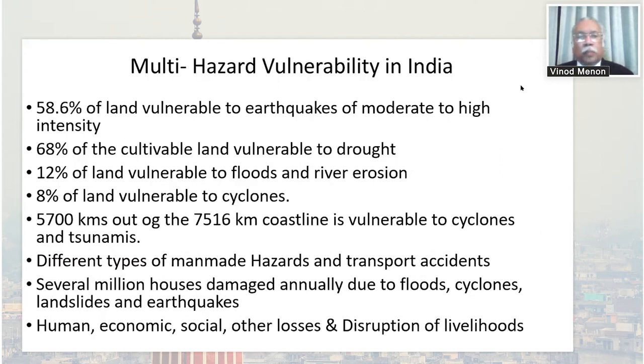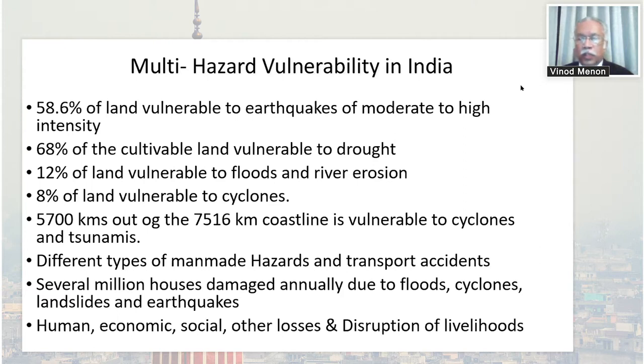And if you really look at the multi-hazard risk and vulnerability profile of India, 58.6% of the land is vulnerable to earthquakes of moderate to high intensity. 68% of the cultivable land is vulnerable to drought. 12% of the land is vulnerable to floods and river erosion. 8% of land is vulnerable to cyclones. 5,700 kilometers out of the 7,516 kilometer coastline is vulnerable to cyclones and tsunamis.